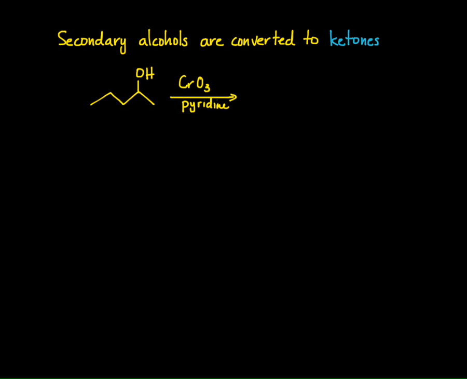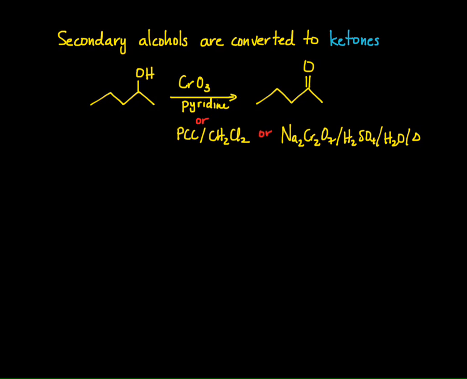And here I have a secondary alcohol. The reagents for this, we're going to see actually we could pretty much use any of the reagents that we've used prior. So I could use chromium trioxide in pyridine, but I could also use PCC in dichloromethane, and I can also use sodium dichromate in sulfuric acid, water, and heat, right? Any of these reagents take a secondary alcohol and oxidize it to a ketone.